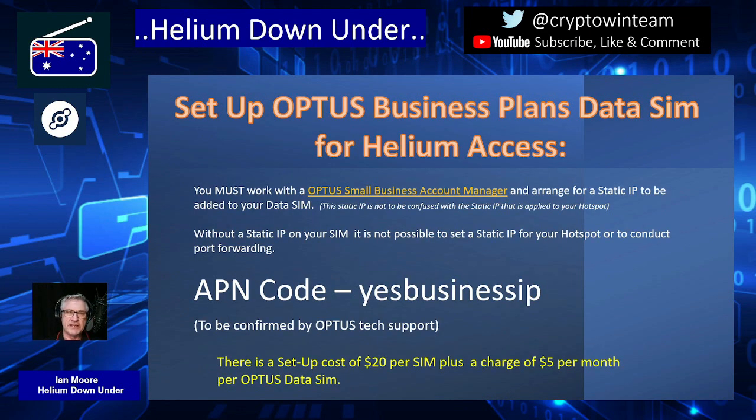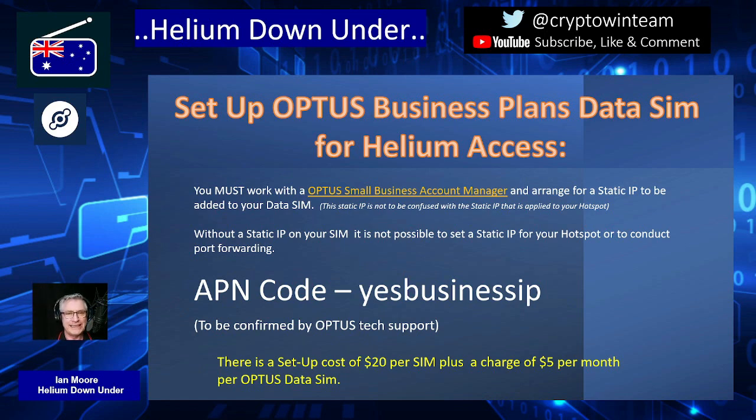Now, for our friends that are using the Optus small business account, your APN is obviously different to Telstra. Your APN code is likely to be Yes Business IP. But I would encourage you to confirm those details with your small business account manager or Optus tech support, because I have identified through a little bit of searching around that there are different APN codes that Optus use for different features. So for now, I'll be covering Yes Business IP. I won't be actually doing a demonstration of applying that APN code in tonight's video.